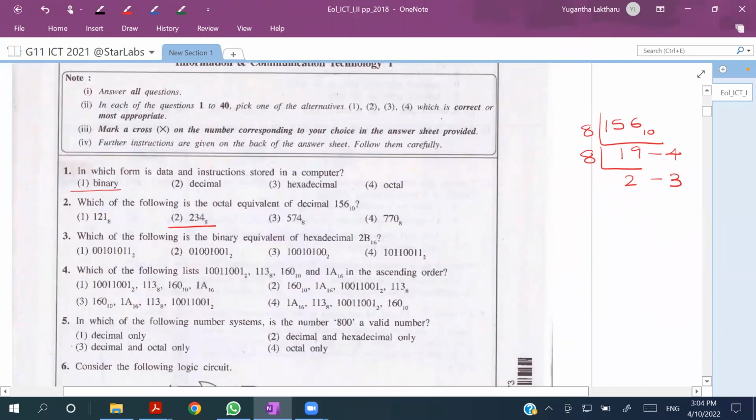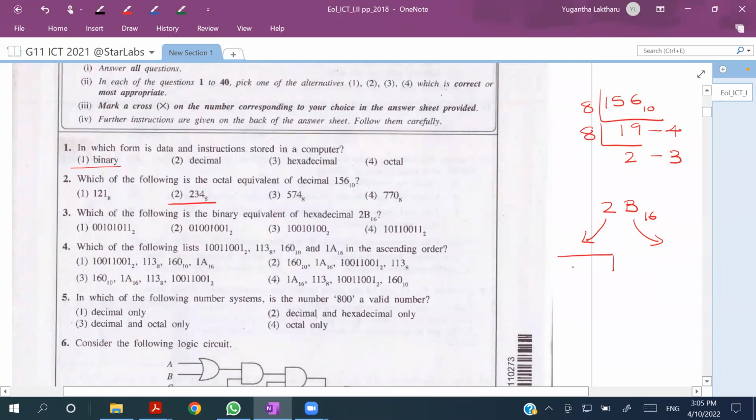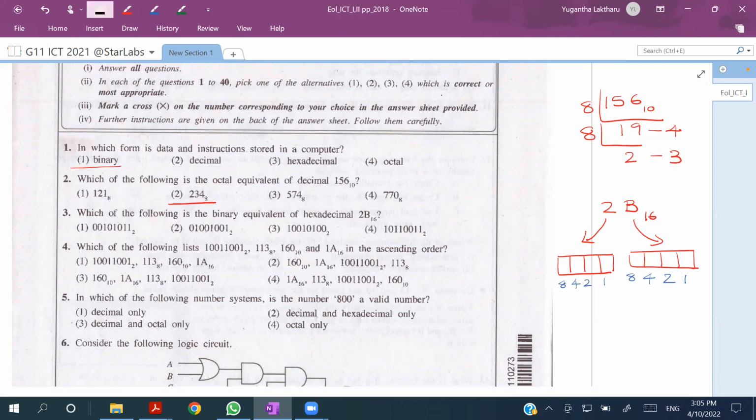Third one, which of the following is the binary equivalent of hexadecimal 2B16? All the answers are in binary. When we convert hexadecimal values into binary, we write each and every symbol of the hexadecimal in 4 bits. And you know the place values, those are 8, 4, 2, and 1 in each group. So now we can fill the things.